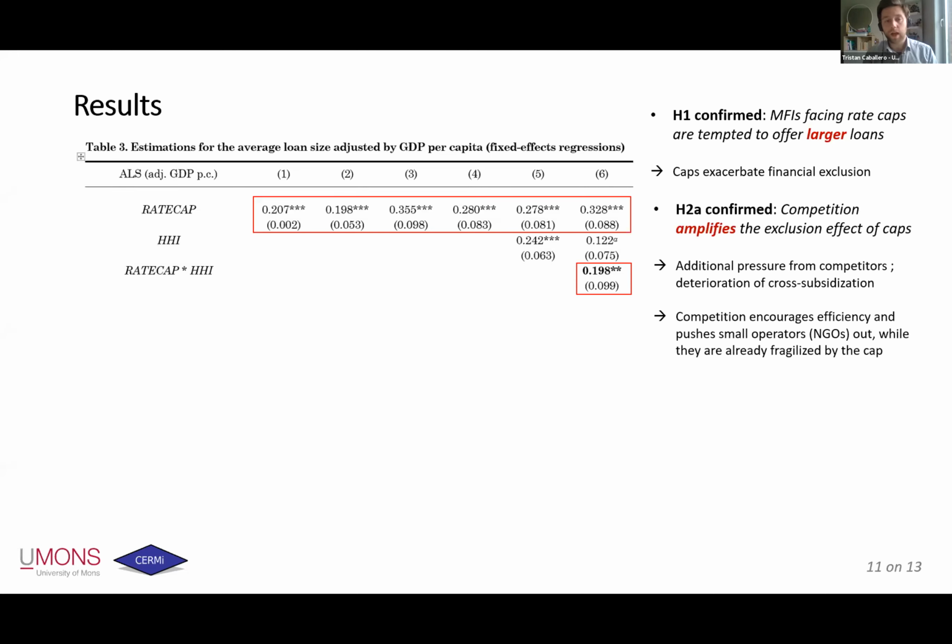The second result that we can highlight is this positive and significant result for the interaction variable, which in this case allows us to confirm the second hypothesis, which says that competition would amplify this detrimental effect that I have just mentioned. From a general perspective, we can understand this in that competition will add to the burden of these microfinance organizations, which are already facing an interest rate restriction that is affecting their sustainability.